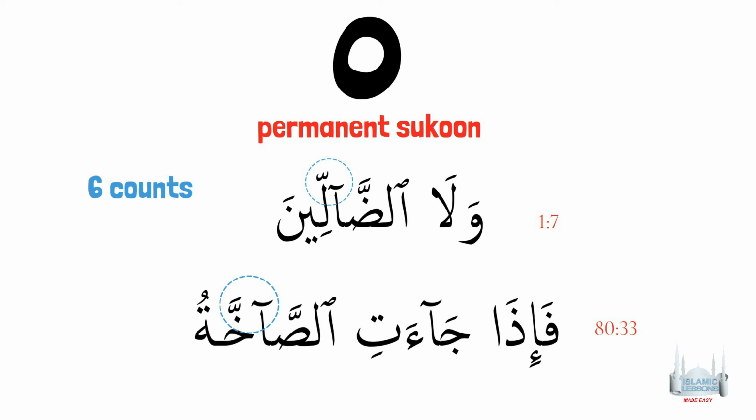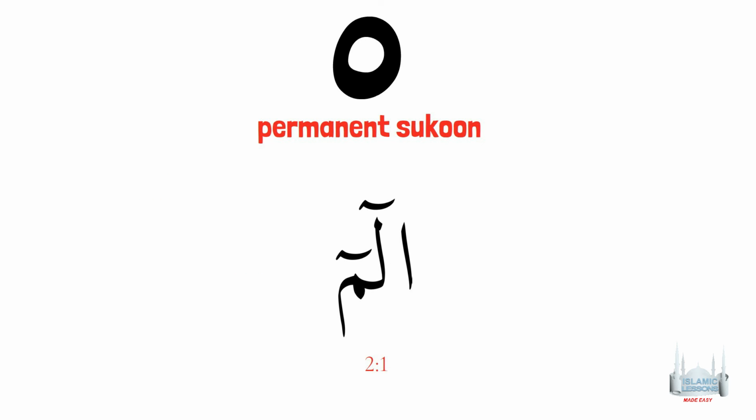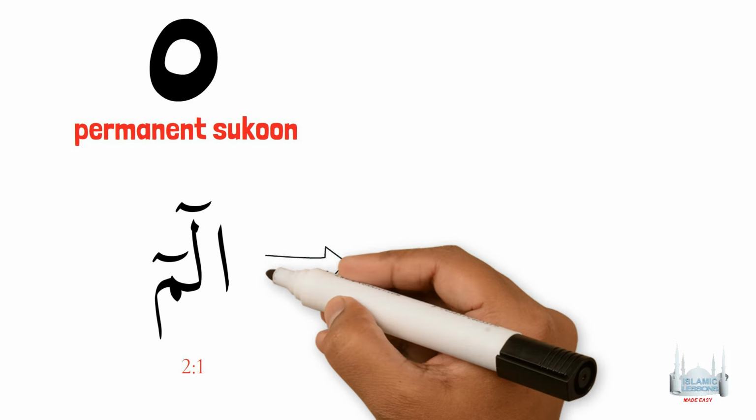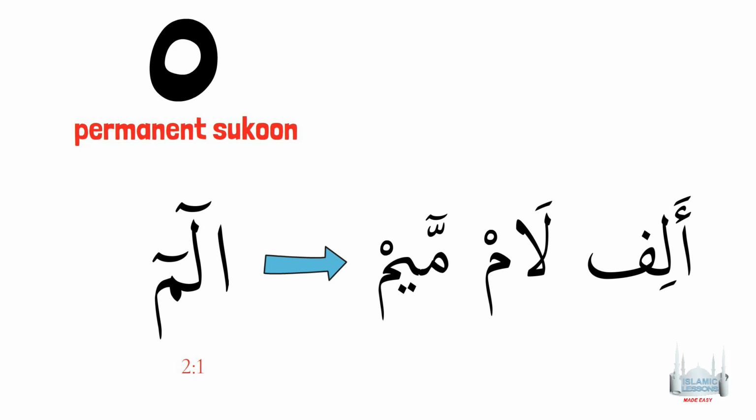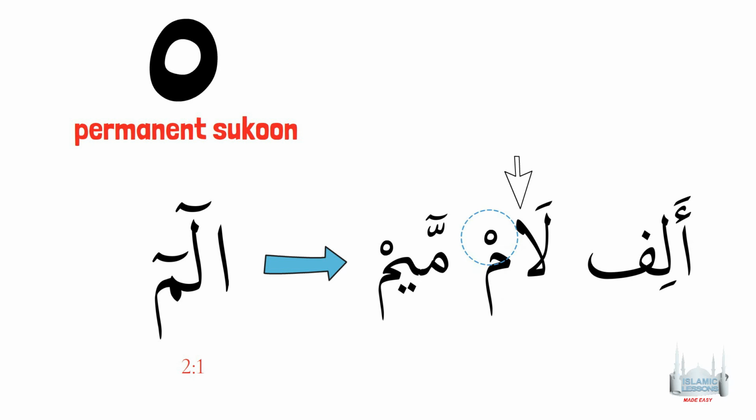The same rule applies to the separated letters that are recited at the beginning of certain chapters in the Holy Qur'an. Like in this example, it writes Alif Lam Mim. Let's rewrite these letters so that we can understand. We see now that the long vowel in Lam is followed by a permanent sukoon. We lengthen it for 6 counts. The same goes for the Mim. We see a long vowel followed by a permanent sukoon. We lengthen it for 6 counts.